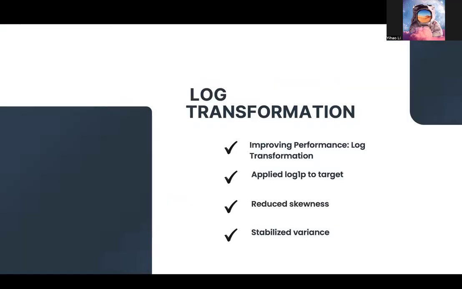This page mainly talks about log transformation, which improves performance. To reduce the skewness and stabilize variance, I applied a log transformation to the target variable using log1p. The transformation compresses extreme values and makes the distribution more symmetric. Training the model on a log scale improves numerical stability and reduces the influence of the outliers. After prediction, I transform the output back to the original scale using the exponential function. This was one of the most important steps in improving the model performance.